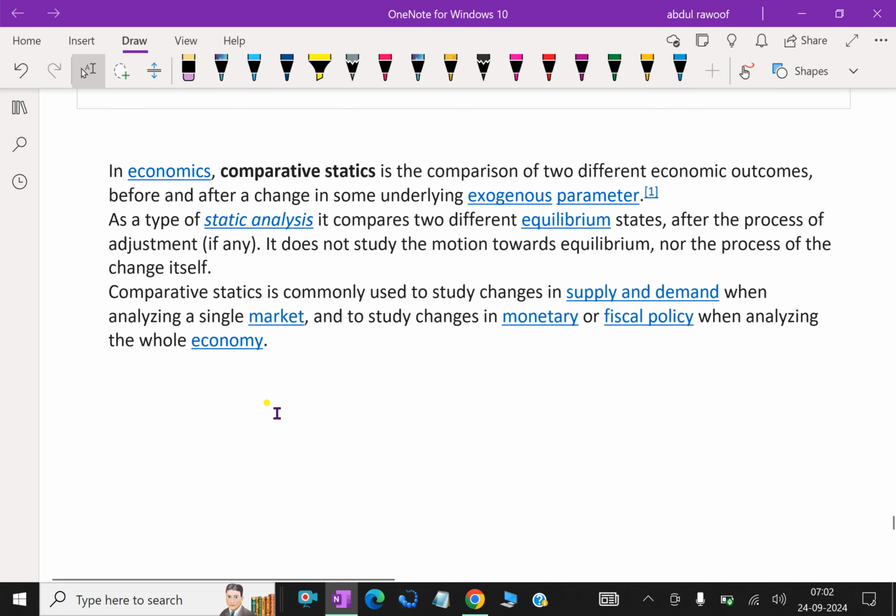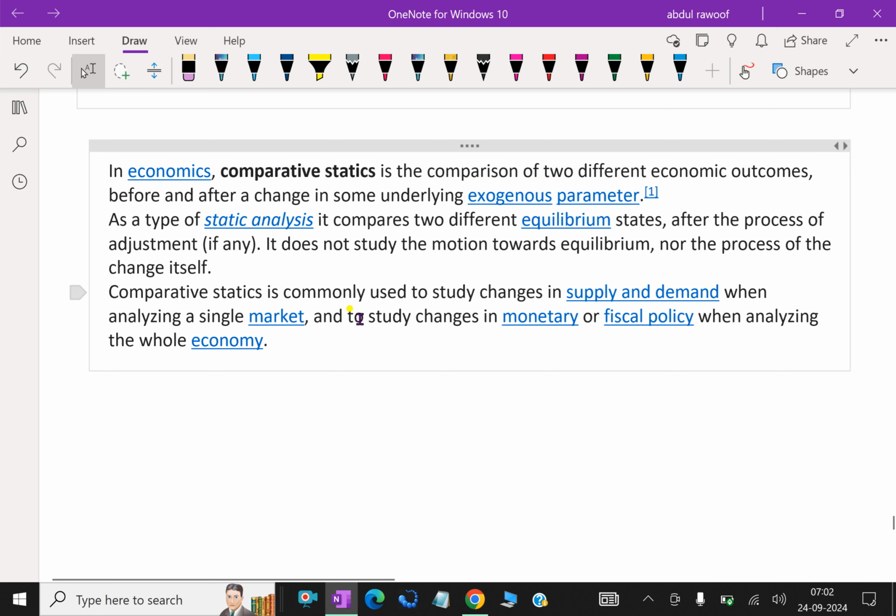Next, what is comparative statics? In economics, comparative statics is the comparison of two different economic outcomes before and after a change in some underlying exogenous parameter. As a type of static analysis, it compares two different equilibrium states before and after the process of adjustment. It does not study the motion towards the equilibrium nor the process of the change itself.